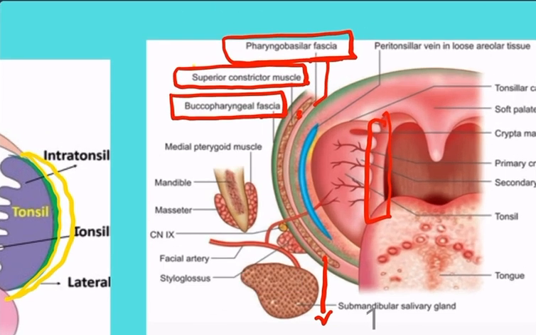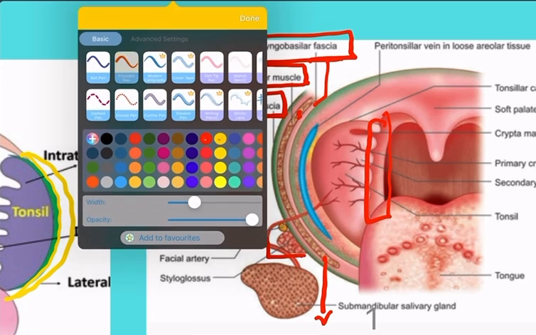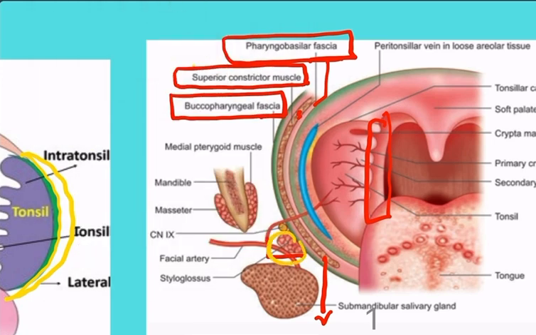The two most lateral structures are muscles. This muscle is called the styloglossus muscle, and this small nerve is the ninth cranial nerve, or the glossopharyngeal nerve. So what is the importance of this tonsillar bed?